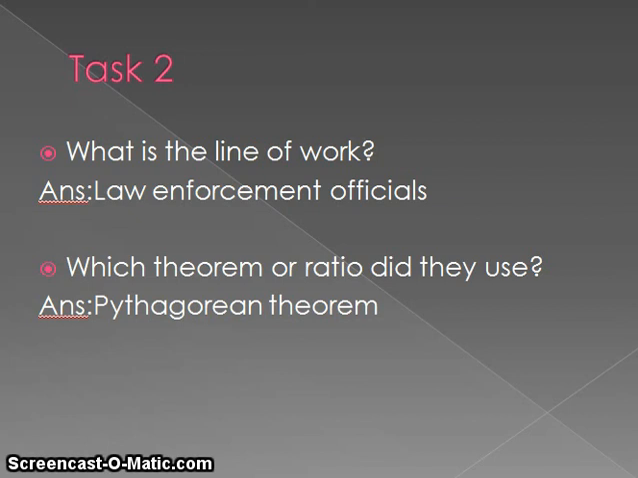I'm Justin Chu and I'll be presenting task 2. The line of work we chose to present was a law enforcer. The method used to solve the crime was Pythagoras theorem.